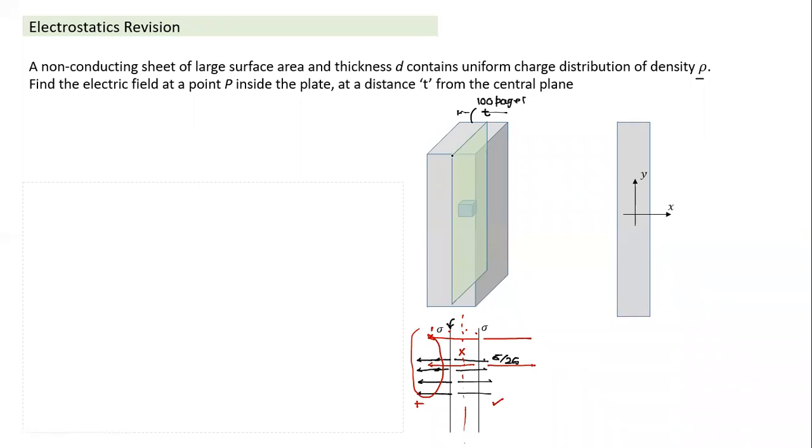What I've shown here, the shaded part, is the central plane. If this book has 100 pages, it means 50 pages are on this side and 50 pages are on this side. Since both sides have the same symmetrical charge distribution, the same charge density, and equal charge on the right and left, on the central plane, because of symmetry, the field will be zero. That's the first point we need to understand.